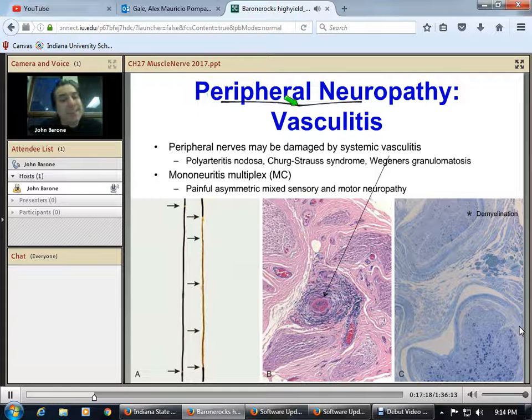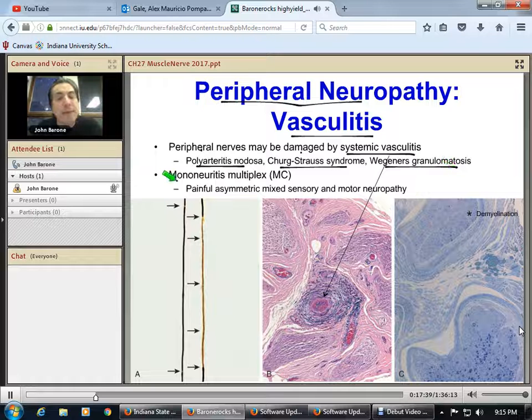All right, now what about vasculitis? Well, you can also affect your peripheral nerves, because blood vessels give oxygen to nerves. So when you have a vasculitis, you can get a neuropathy from it. Peripheral nerves may be damaged by systemic vasculitides like polyarteritis, Churg-Strauss, Wegener's. And when they get neuropathy, it's usually kind of local. They call it a mononeuritis multiplex. So it's usually in one or two areas, and it's not just one, it's multiple areas, but it's local. It's asymmetrical, and it's often painful. Painful, asymmetrical, sensory and motor dysfunction.